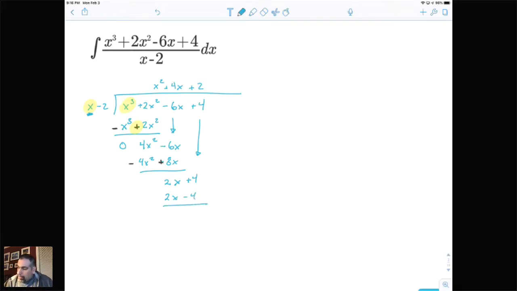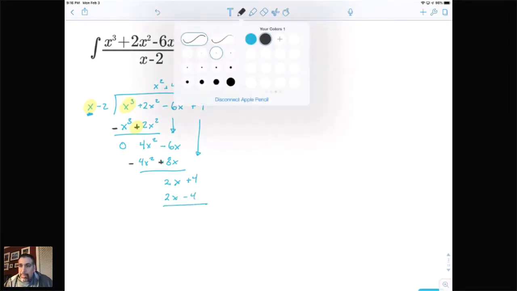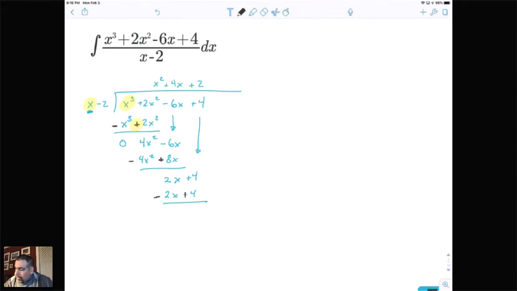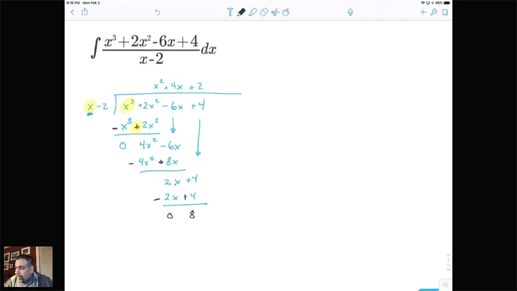And now again, just being really careful about changing signs each step along the way, we're going to end up with a negative 2x and a positive 4 here, and add these together. That's going to eliminate our 2x's, and that's going to leave us with a remainder of 8. Now, what you want to think about is, how do I write that remainder? And if you remember from your days of, like I said, long division, it's going to be 8, and then it's going to be over our x minus 2.